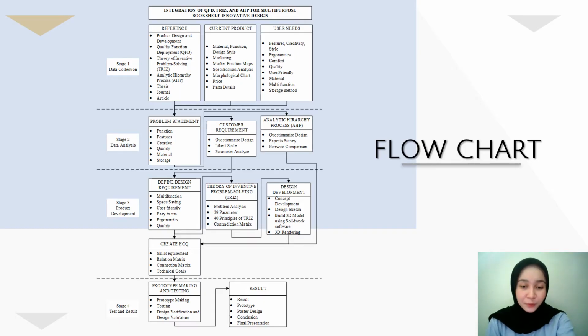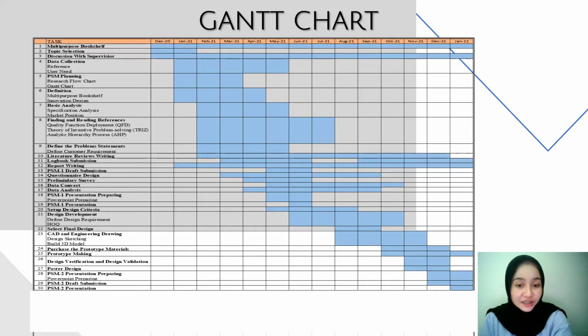The PSM1 project flowchart is divided into 4 stages, which are data collection, data analysis, product development, and lastly the test and result. Now we move to the Gantt chart of this project. All the tasks and duration are listed using this Gantt chart to reach the smoothness of the project. All of the tasks are done in 14 months, starting from December 2020 until January 2022.